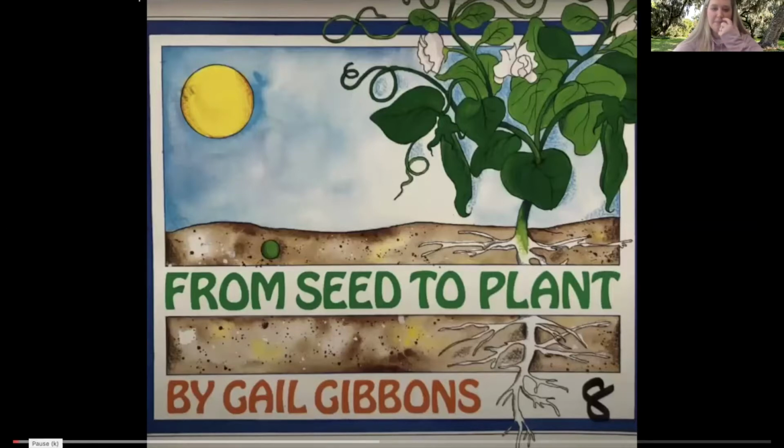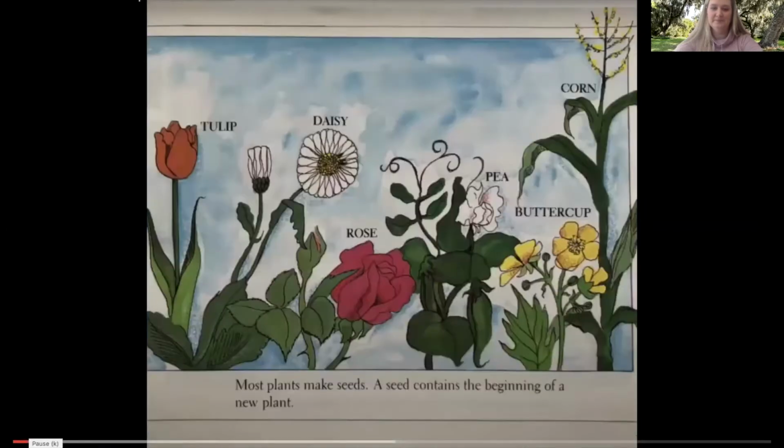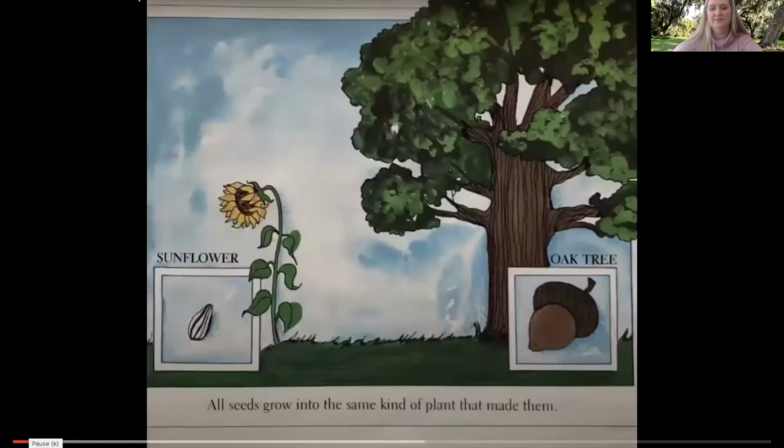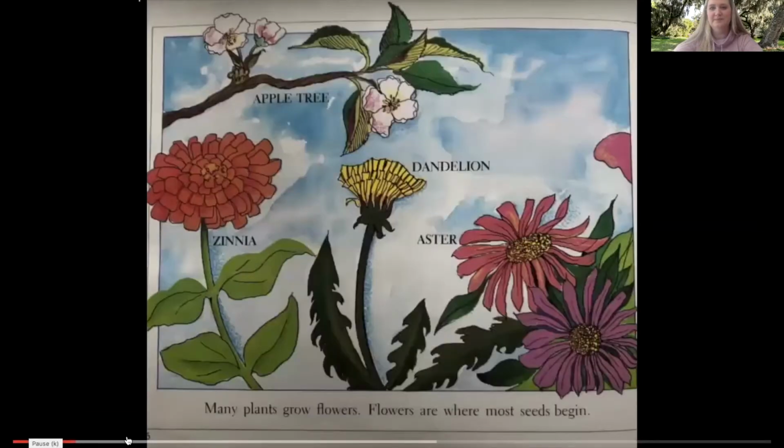From Seed to Plant by Gail Gibbons. Most plants make seeds. A seed contains the beginning of a new plant. Seeds are different shapes, sizes, and colors. All seeds grow into the same kind of plant that made them. Many plants grow flowers. Flowers are where most seeds begin.